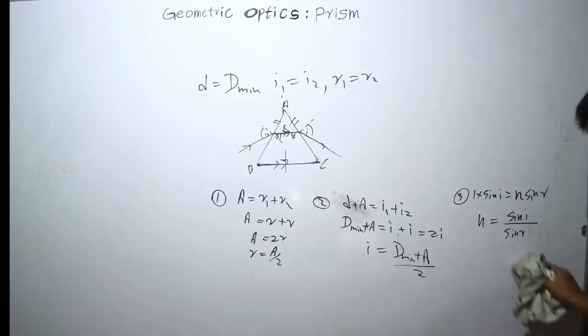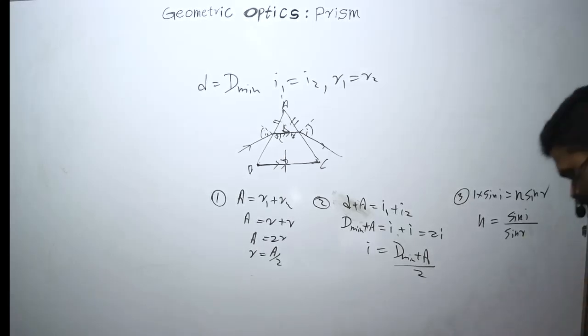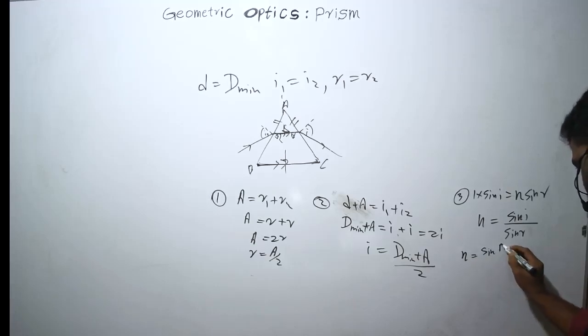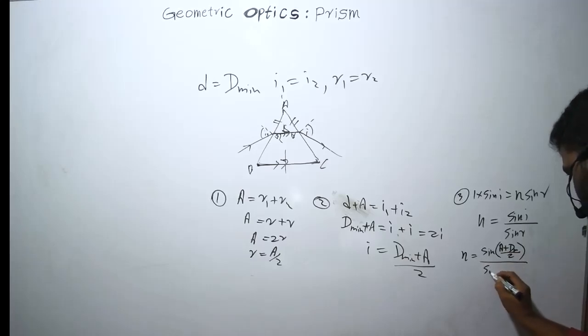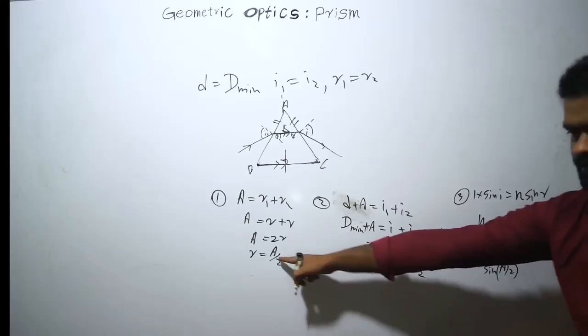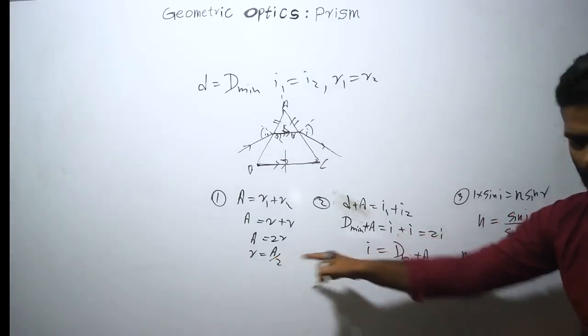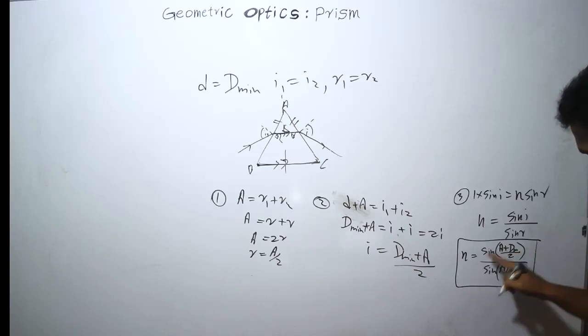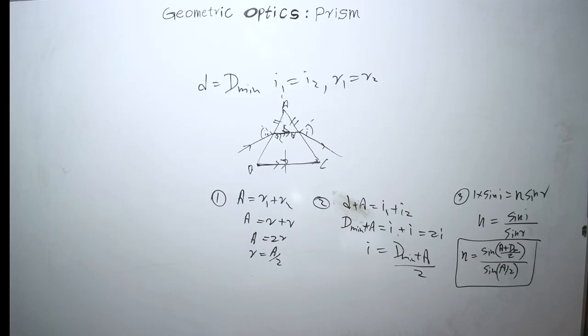This equation is important, right? You need to remember this: n equals sine of (A plus D min) divided by 2, divided by sine of A over 2. You just have to substitute these values: r is A over 2, I is (D min plus A) over 2. You need to remember this. Okay. If you have an issue, let me know.